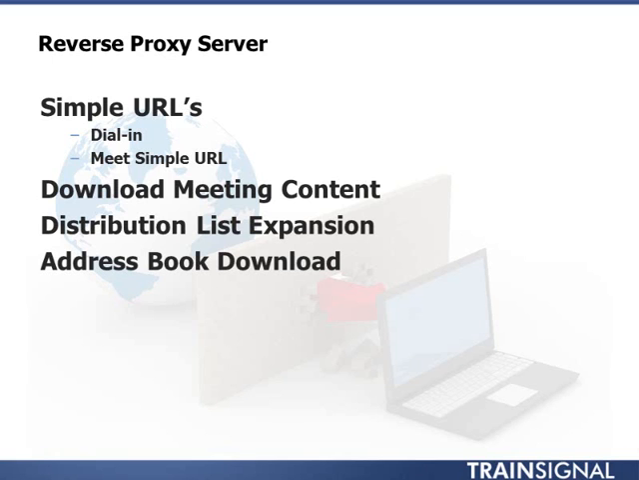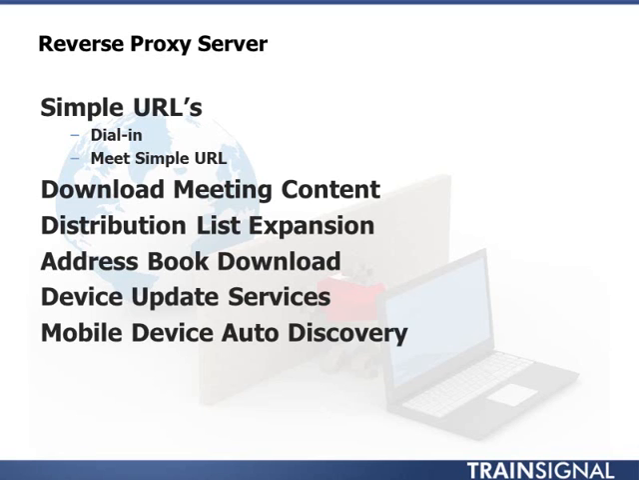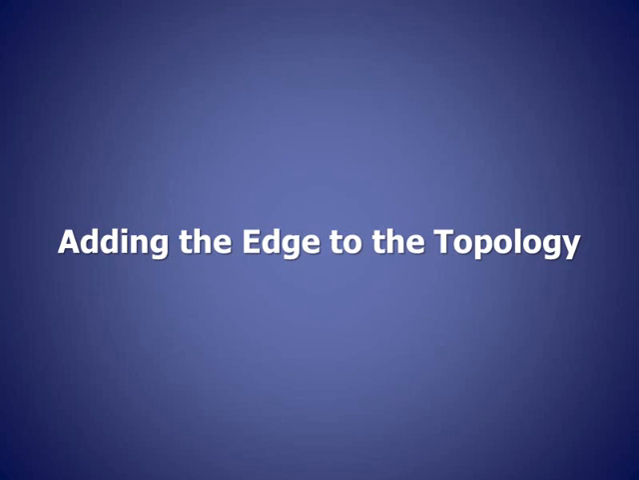At CarveRock Fitness, we have several users that will be working remotely, and when they go to download their address book, that information comes across the reverse proxy also. The device update services of Microsoft Lync allow IP-based phones to receive patches from the Microsoft Lync web services. Mobile devices will leverage the reverse proxy server to gain access to the mobility services and also for auto discovery. Let's take a closer look at adding the Edge server into our environment with the topology builder. Before we set up the Microsoft Lync Edge environment, it is required that you have your internal environment set up.